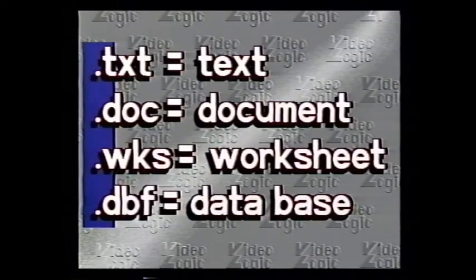File last names or extensions usually tell what kind of data the file contains. Like the last name TXT is usually for text files, DOC is for document files, WKS is for worksheet files, and DBF is for database files. These last names are automatically given to your file names by the different kinds of software that you use.